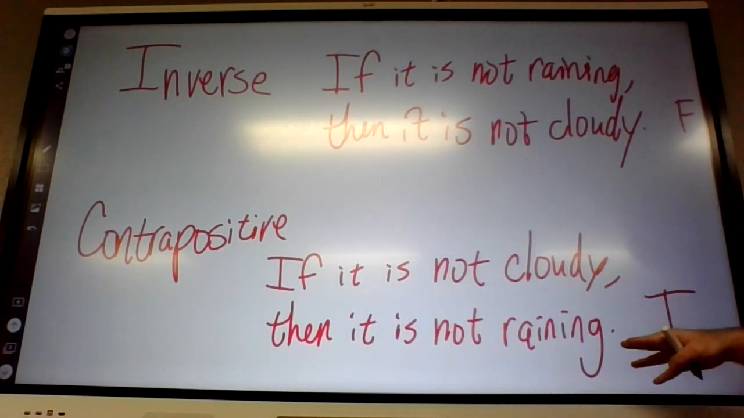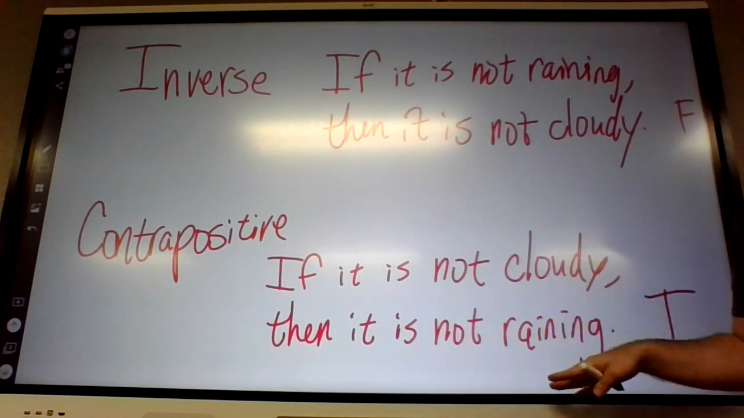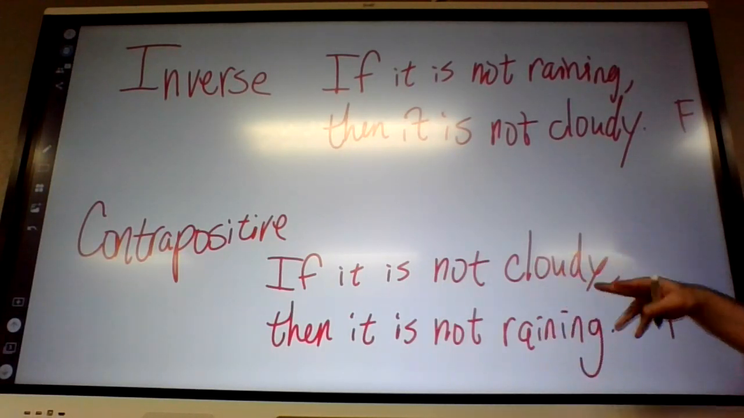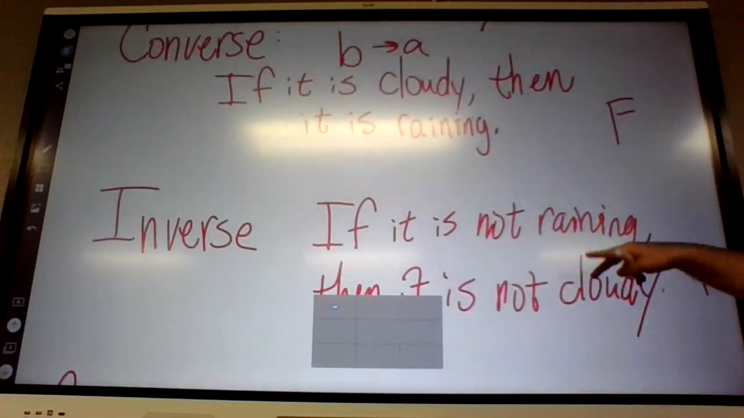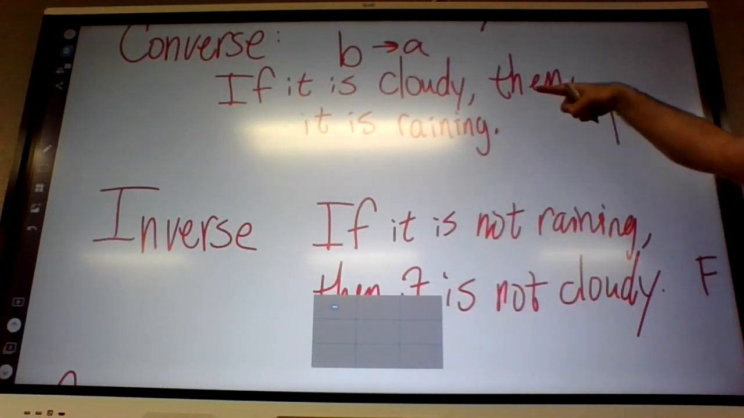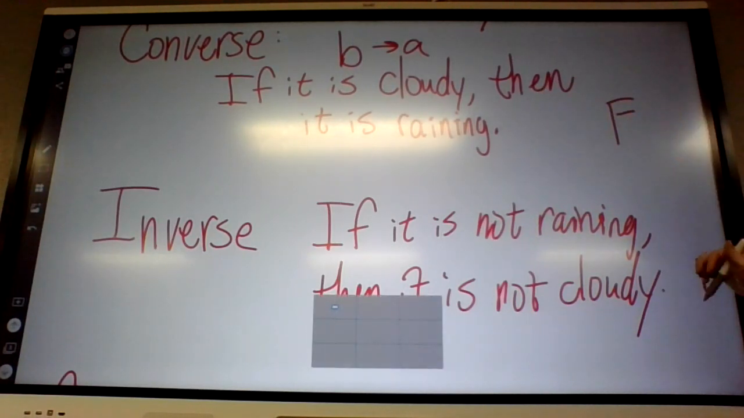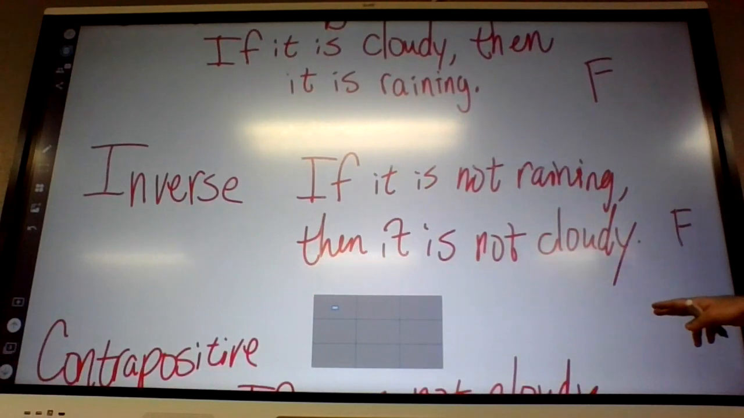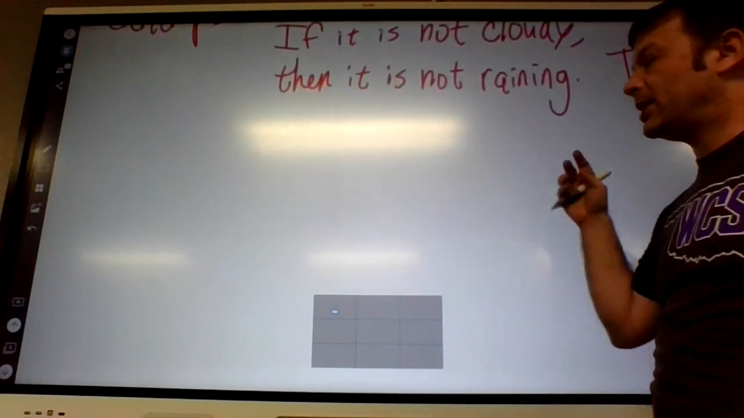If it's raining, it's got to be cloudy. So if it's not cloudy, there's no way it can be raining. So anyway, they're logically equivalent. So these two, though, are not the same thing as saying the original. They happen to both be false. They could both be true, like with my triangle three-side thing. Okay.